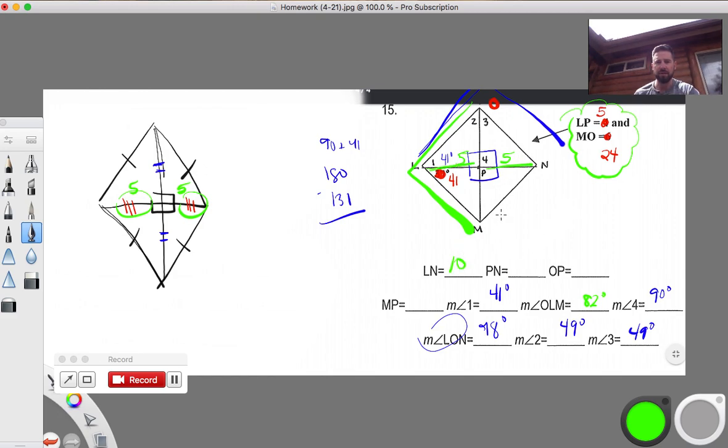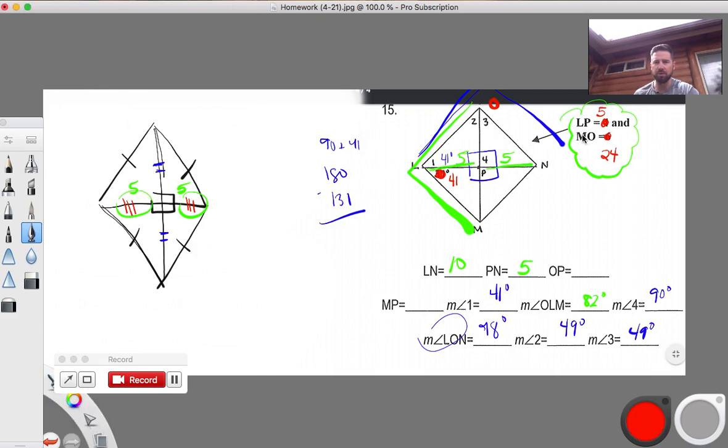Okay? And they're asking from P to N. Well, what's from P to N? Well, isn't P to N just 5 right there? Yep. Easy money. Okay, now they're saying from O to P. Well, let's put our information in. Let's change colors here.